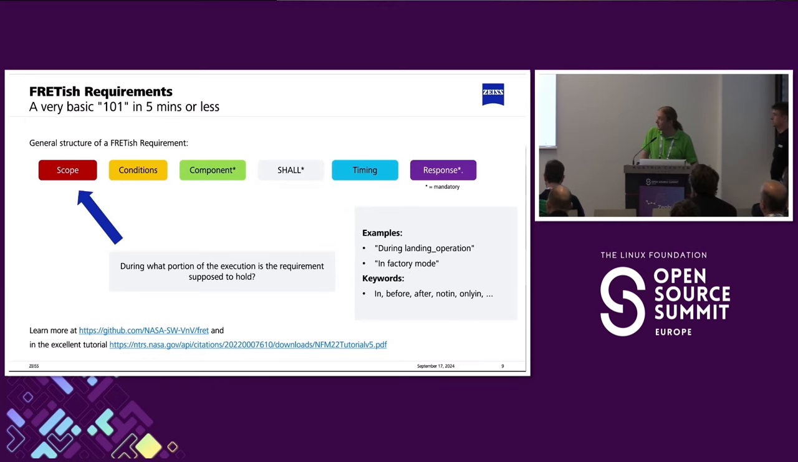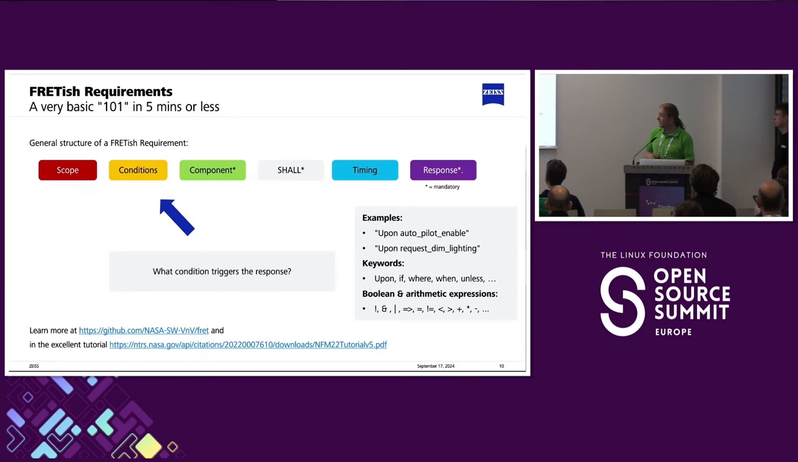Then another important concept of a FRET requirement is the scope. So it's all about timing. It's about what the system is also supposed to do as time progresses, as time evolves. And some requirements might only be applicable during certain moments in time, like if the system is in a certain state, like in the factory state or in the homing mode state or in landing, so this requirement does not need to hold universally, but only in this limited scope. So that's what you do with the scope.